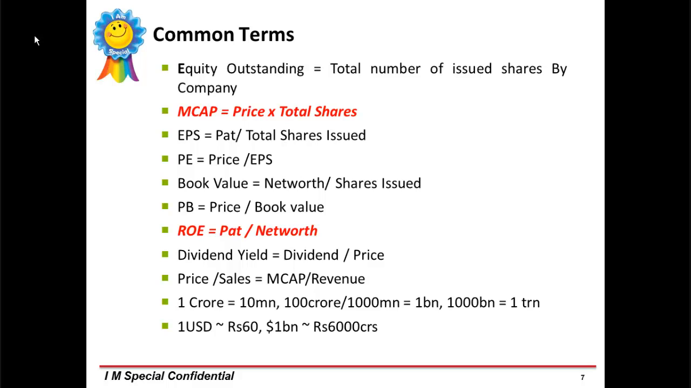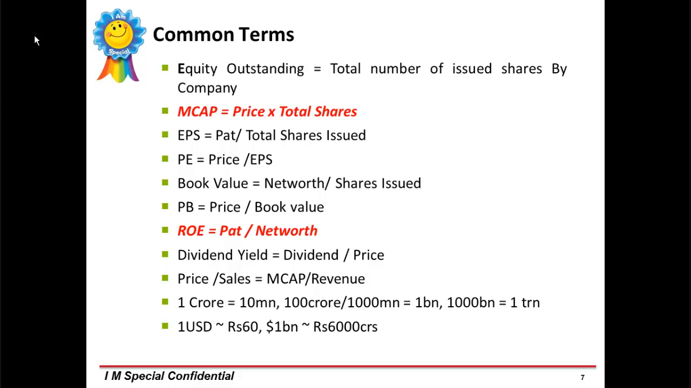ROE, this is also another important term. According to me, this is one of the important criteria for buying or selling a stock. So mathematically it is calculated by PAT divided by net worth. Dividend yield, this is also another important term. Simply it is calculated by dividend divided by current market price. So let's assume if a company pays 5 rupees dividend and the stock price is 100 rupees, so 5 divided by 100, yield would be 5 percent. Then we have price to sales, which is your market cap divided by revenue.